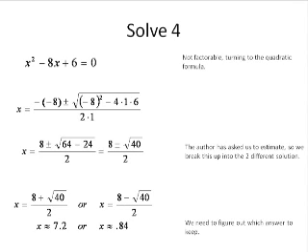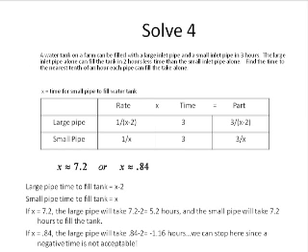x represents the time it takes for the small pipe to fill the tank. Does it make sense that there should be 2 possible answers? If the small tank takes 7.2 hours, the large tank would take 5.2 hours. If the small tank takes 84 hundredths of an hour, the large tank takes 2 hours less than that, which would give you a negative amount of time. And it doesn't make sense, of course, to talk about a negative time. Therefore, the 84 hundredths of an hour gets thrown out.